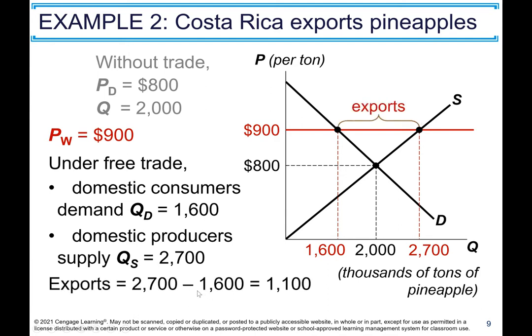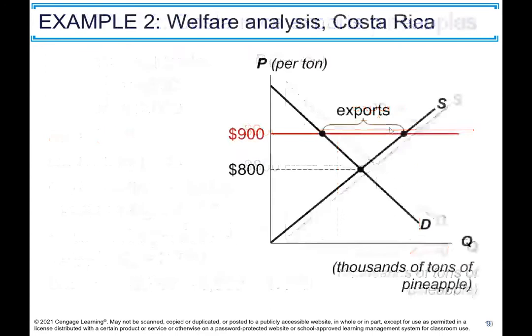Exports would be the difference. Okay, 2,700 is supplied, 1,600 is consumed domestically, and 1,100 would be the export. That surplus would be exported.